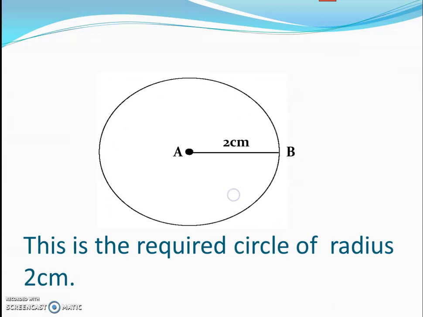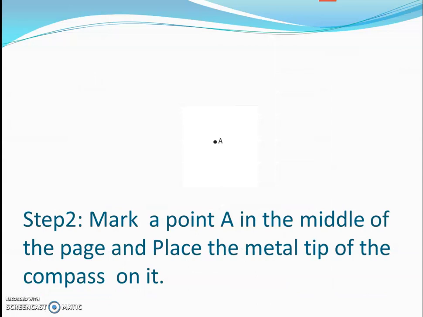Now name it. AB is equal to 2 centimeter. Then join the radius from the center point to the starting point. This is our required radius. Okay, that's it.